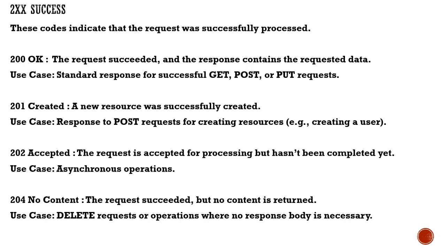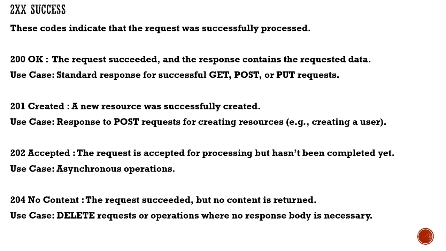Now 202: the request has been accepted for processing, but it has not completed yet. So it is in process, but still not completed. That's for the asynchronous operations which we perform, so in that case we use it.